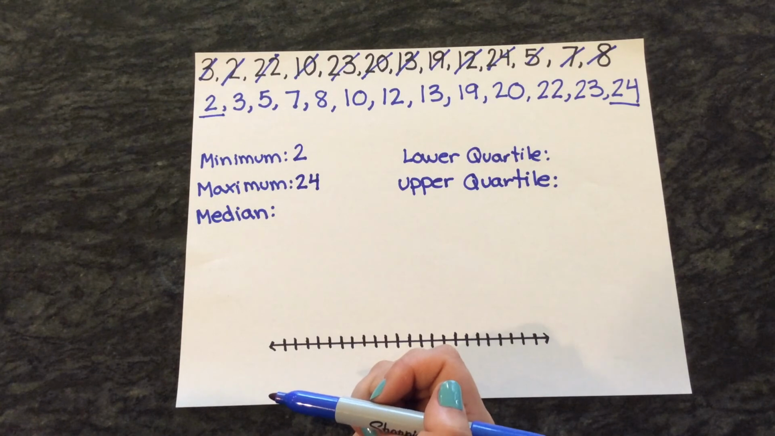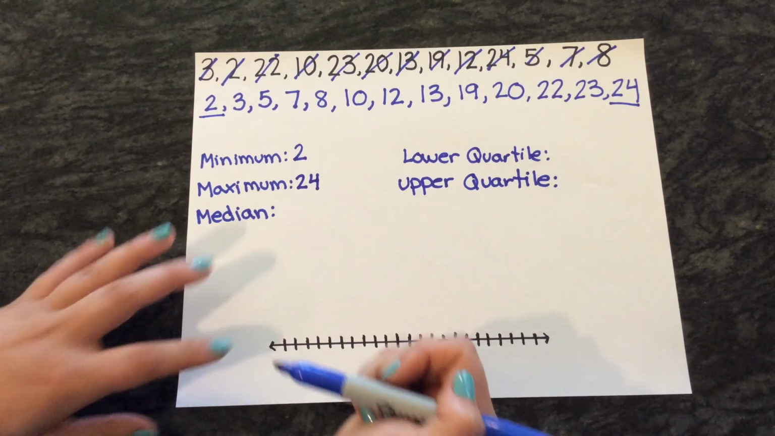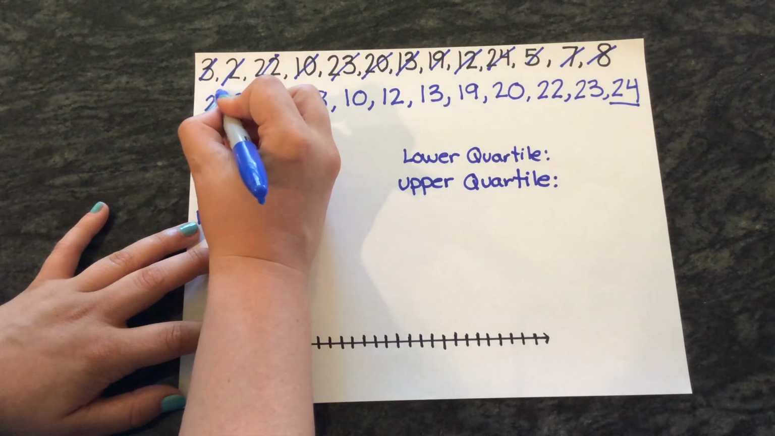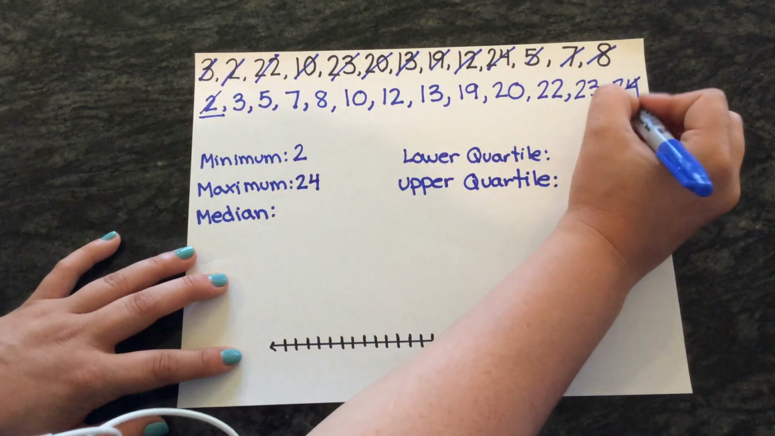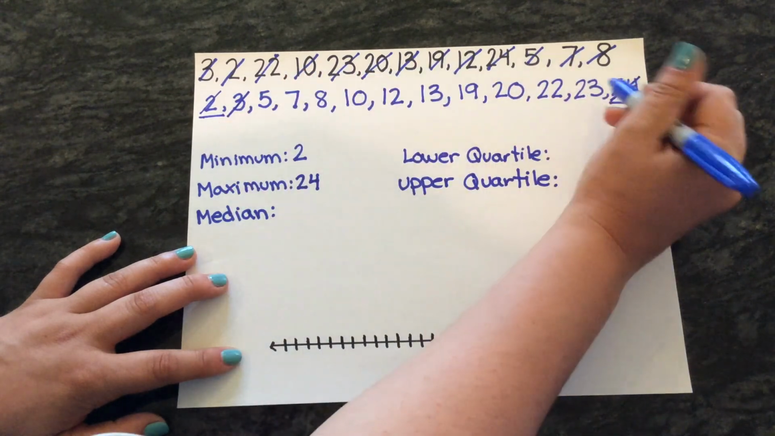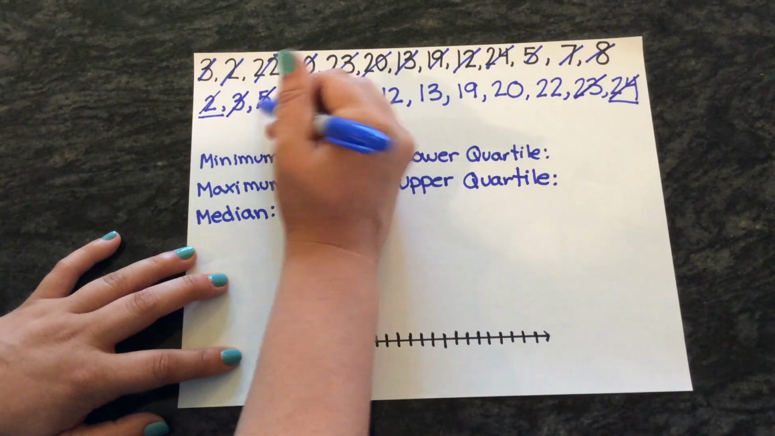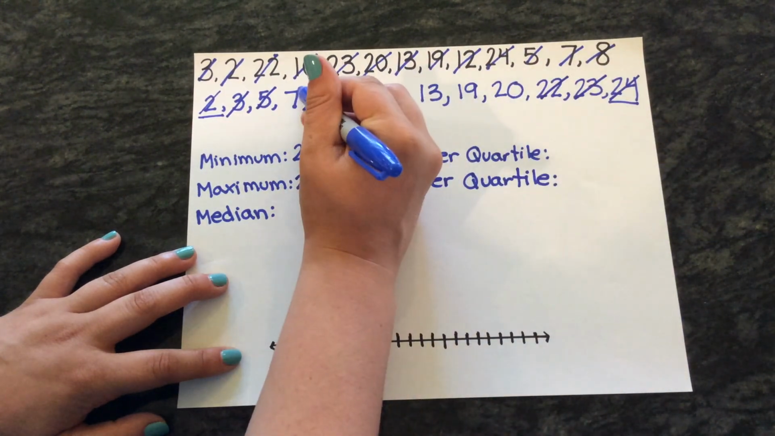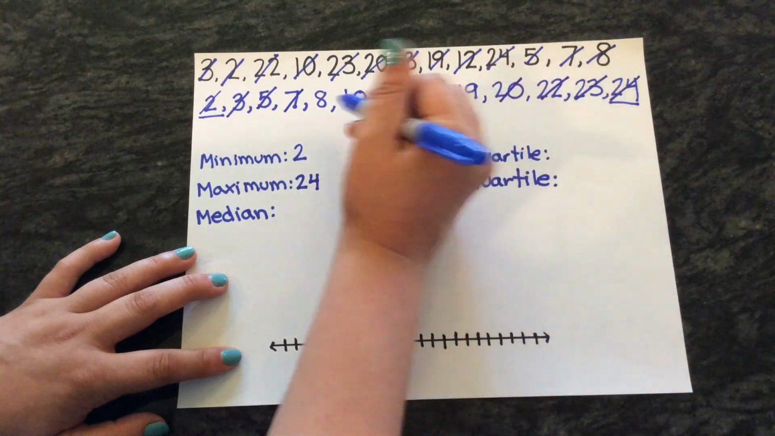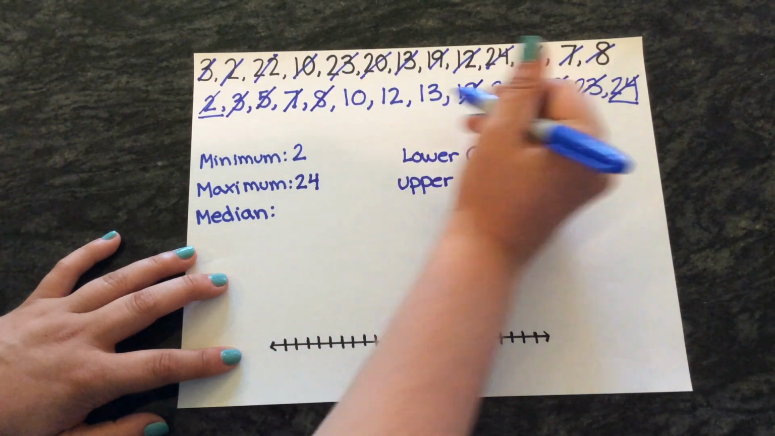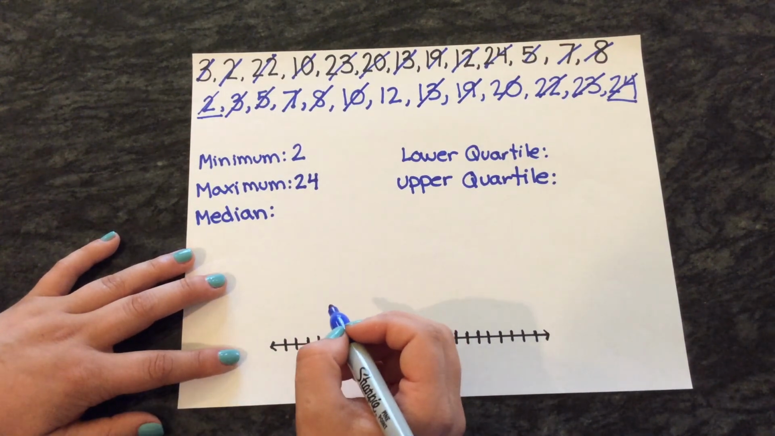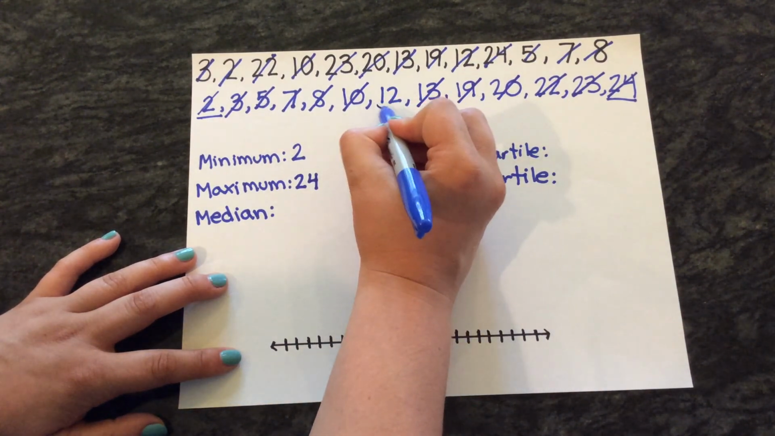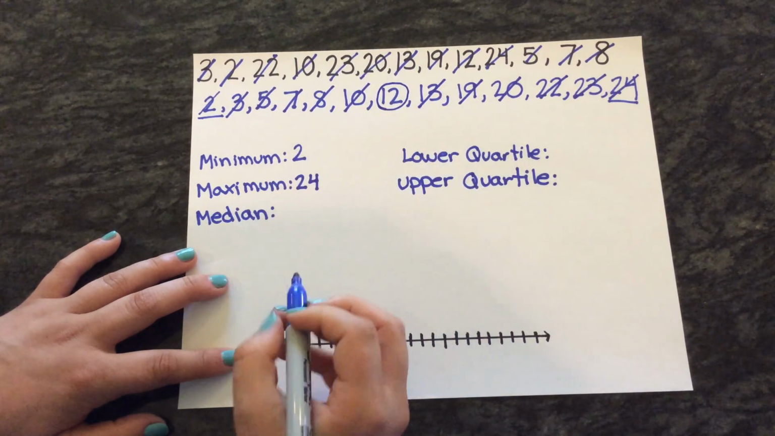To find our median, we are going to cross off one number from each side. We're going to repeat this until we get to the middle. Our median value is 12.